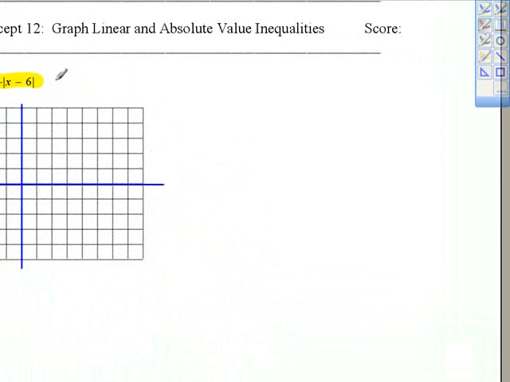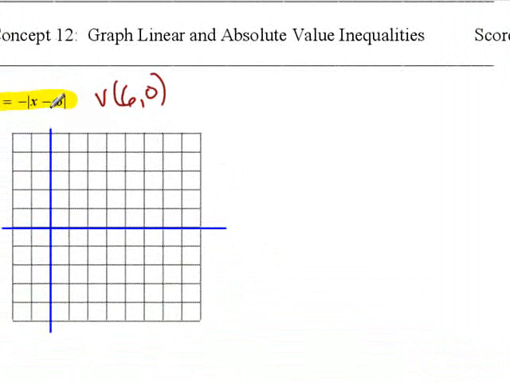So my vertex I can see is going to be at 6, 0. 6 because it's always the opposite of what I'm looking at here for the x. Plus, there's like a plus 0 here, so I know it's going to be 0 off the x-axis up or down. So I'm going to go 6 to the right. 1, 2, 3, 4, 5, 6. There's my vertex point. I'm going to open down with the sides that have slopes of 1 or negative 1.